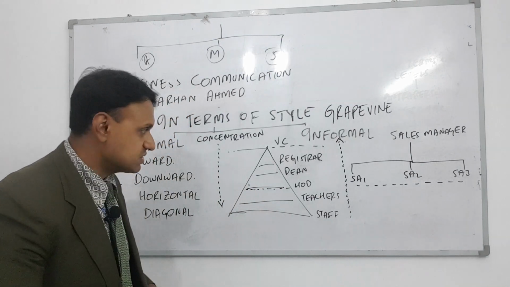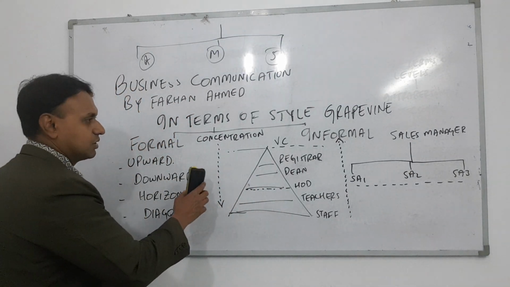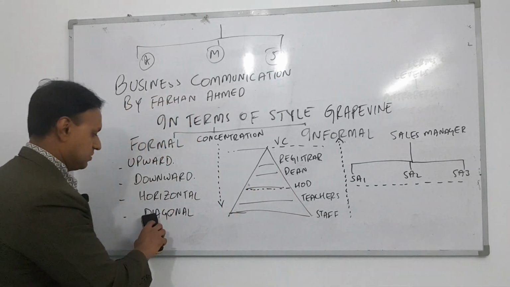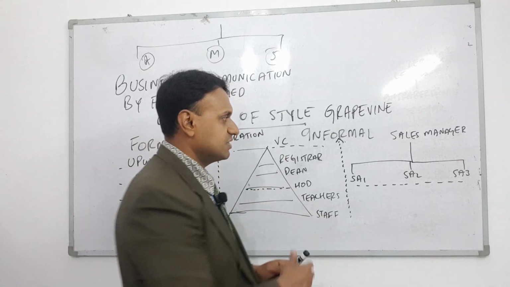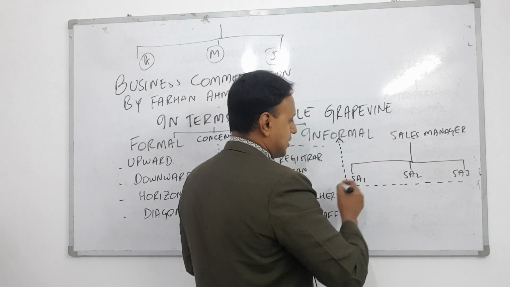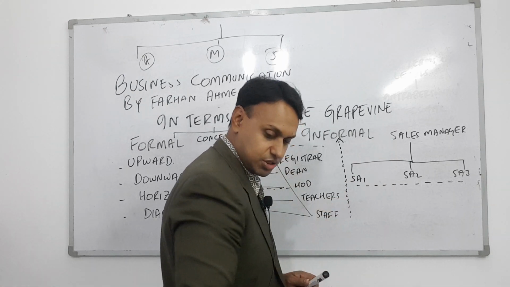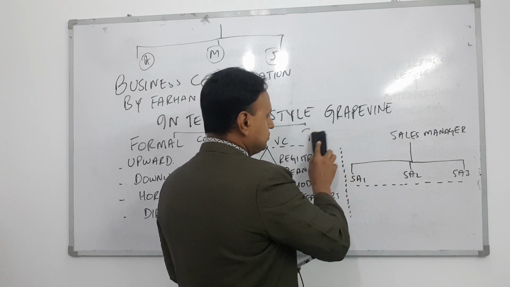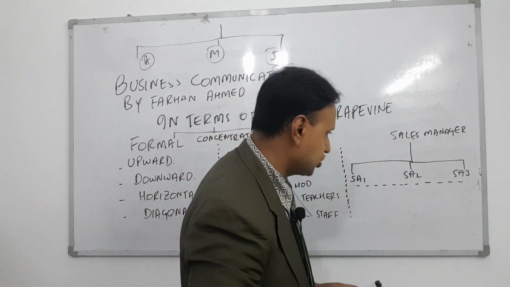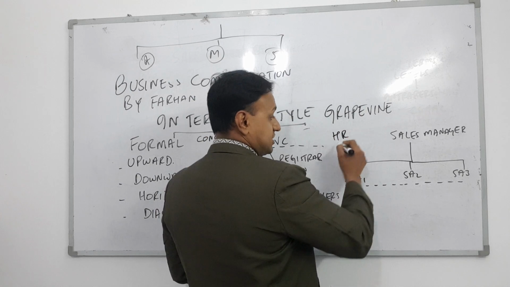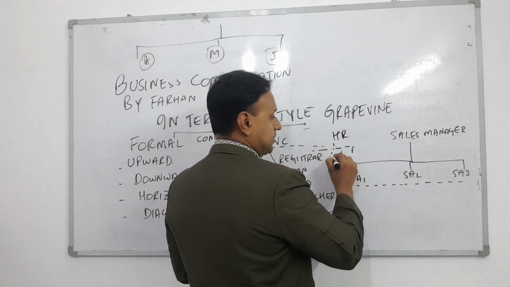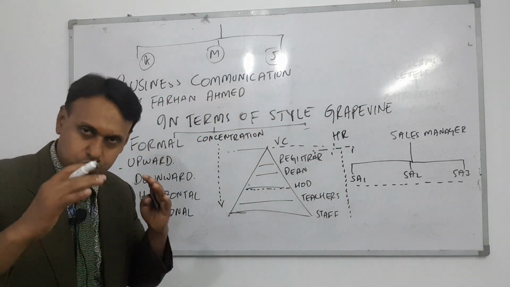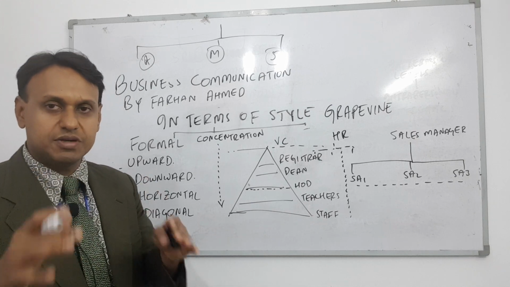But where does the next communication come in? Diagonal communication. Diagonal communication is between two hierarchies. So if this is a sales manager, and there's an HR manager, that's a different department. Diagonal communication takes place between two hierarchies and two different departments.